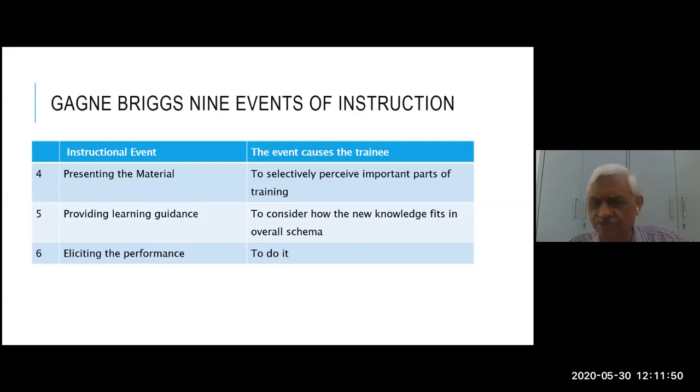Fifth is you provide the learning guidance, that how this new knowledge which is being shared with them will be fitting in the overall schema of things, and how they can really make good use of that, right? So that's in terms of how to complete the understanding of the subject or enlarge the understanding of the concept, that area. That's what you are really helping them to do.